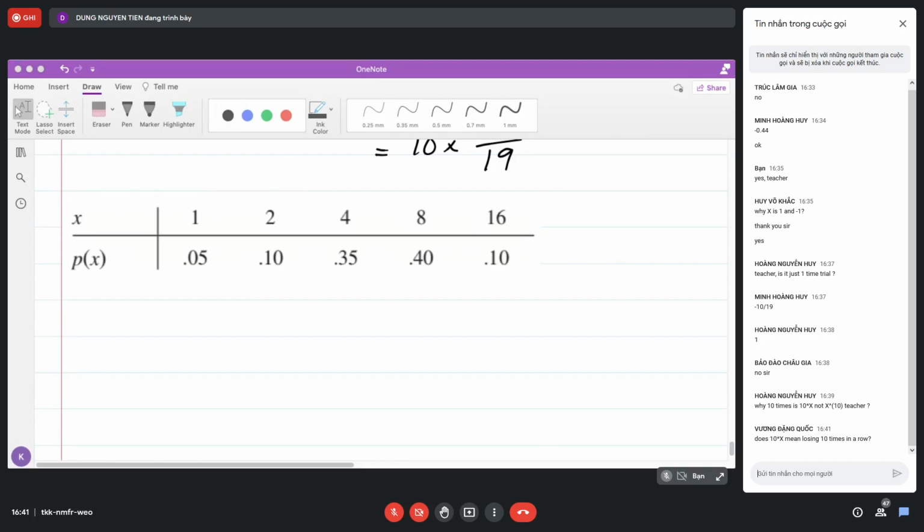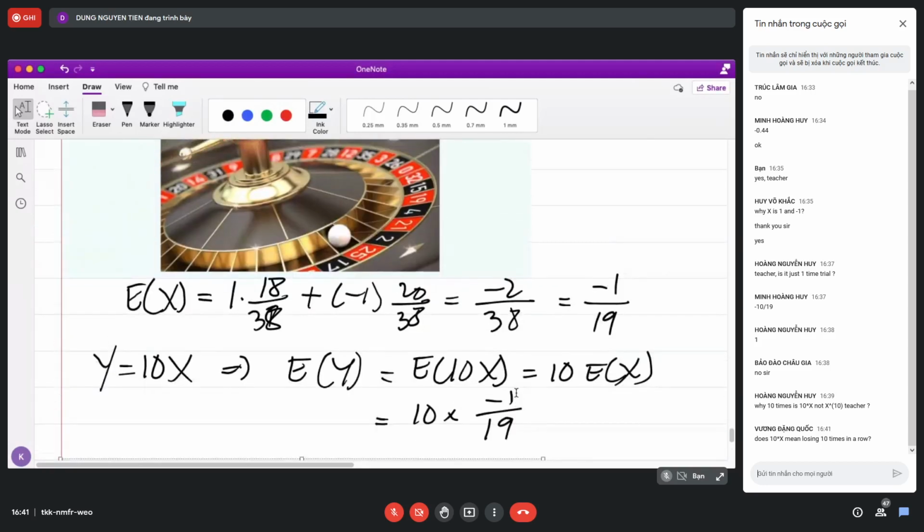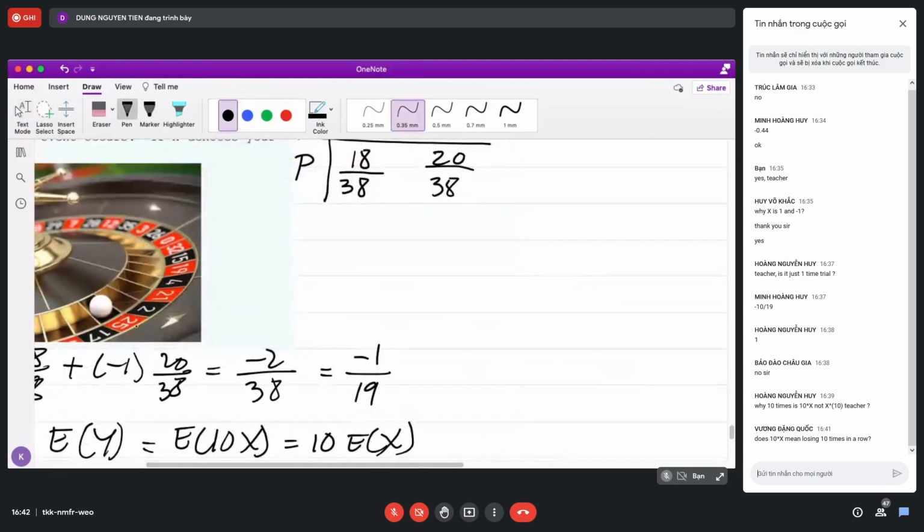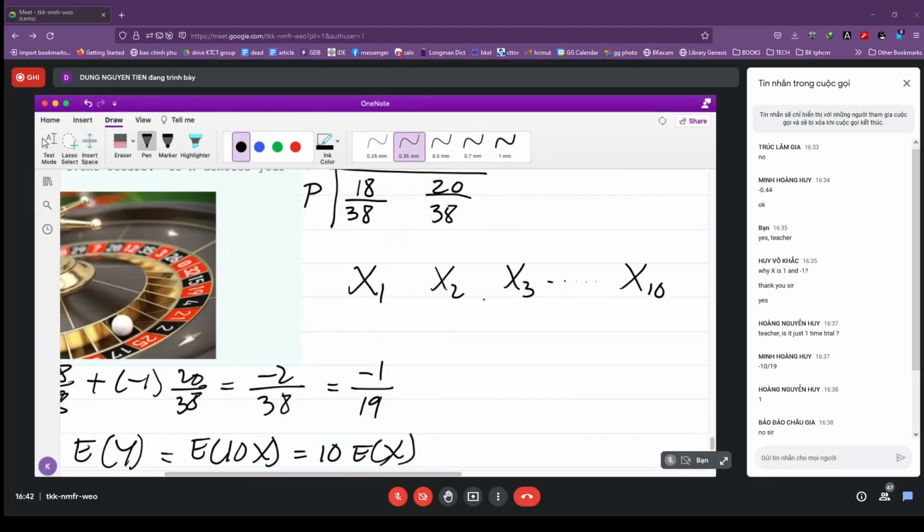Why is it 10 times X, not X to the 10? Well, if we are talking about the net gain, then suppose that X1 is your gain the first time, right? X2 is your gain the second time. Am I right? X3 is your gain the third time, and so on. So then you get X10. There are 10 games. Then you have 10 gains in those 10 trials. Understand?